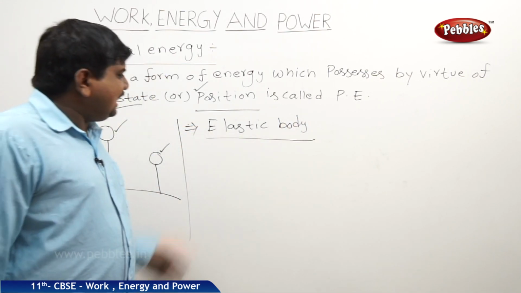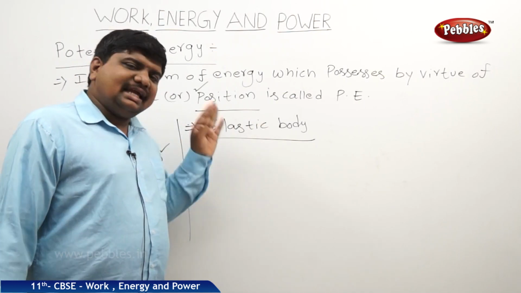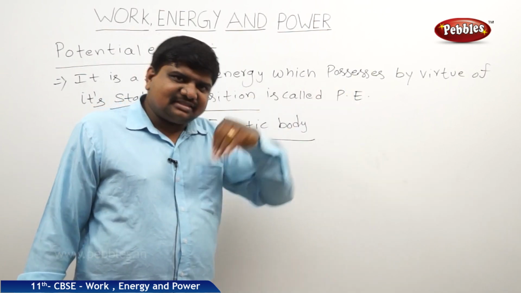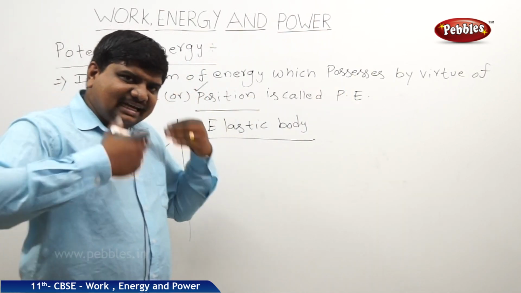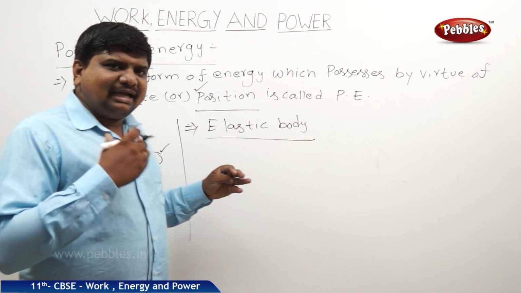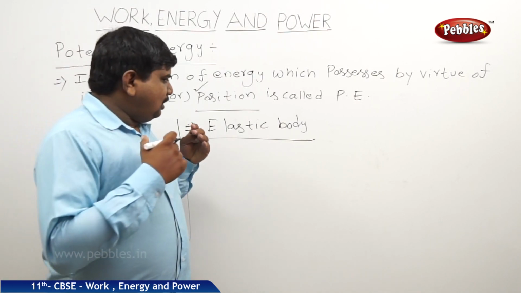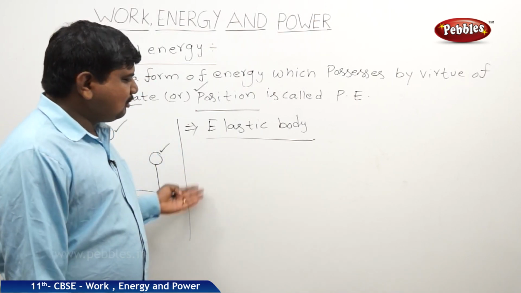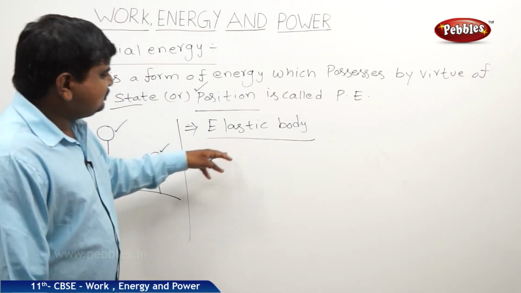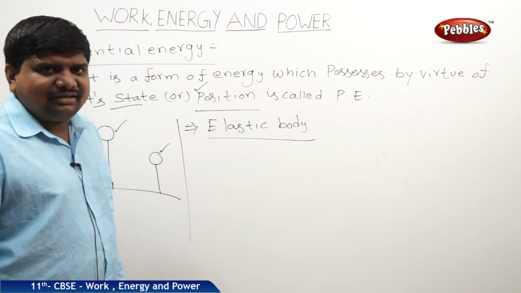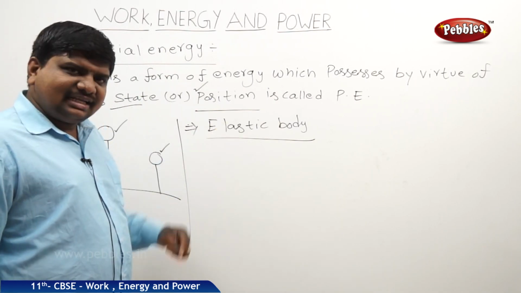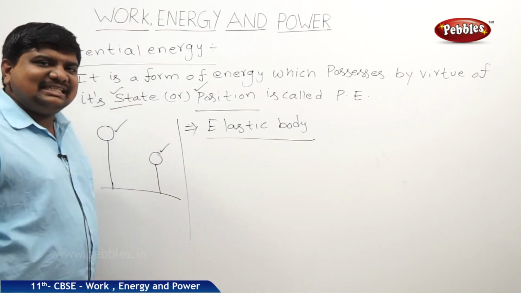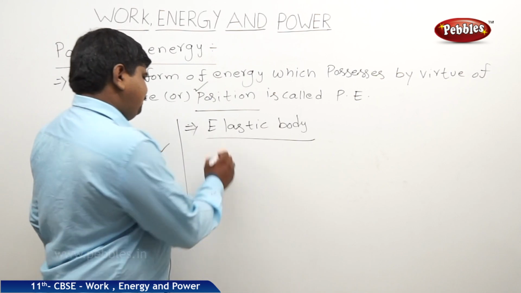So what is an elastic body? An elastic body means a body which can regain its original shape in the absence of external force. What is the reason? Inside the body, internally, there is some energy that is rejecting the applied force. That force is called the restoring force. This restoring force is caused by the potential energy of the body. So this elastic body can regain its state. That is said to be potential energy by state or shape.